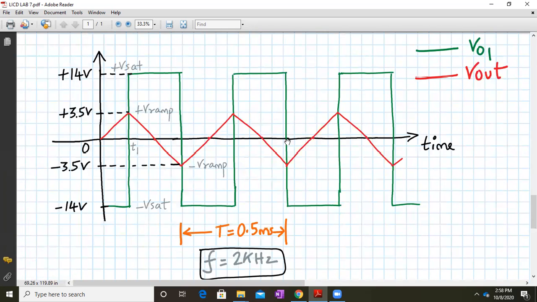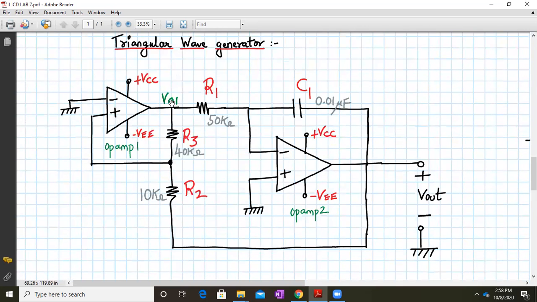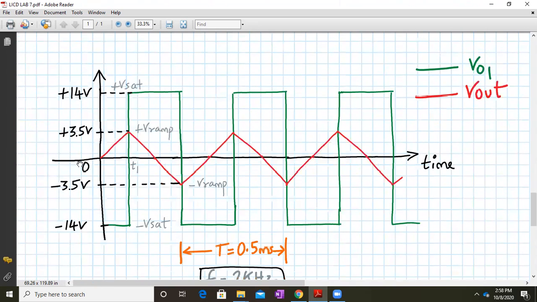So these are my triangular wave. Basically your VO1 is my square wave and Vout is my triangular wave. Over here, you should get the waveforms closer to this. Basically, for a low speed op amp, you will get a slight slope over here. The green line won't be vertical when it is changing from plus Vsat to minus Vsat or the other way around. So you will get a slight slope for a low speed op amp.